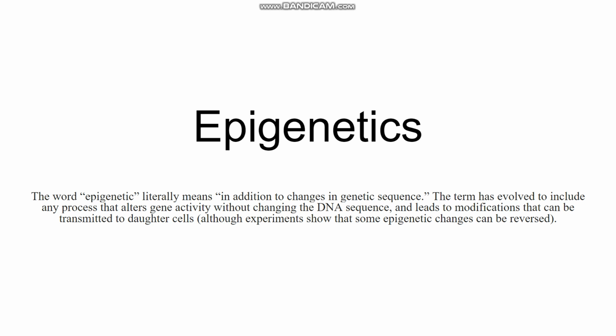So epigenetics is basically the study of changes in gene expression or phenotype without changes in the underlying DNA sequence or the genes. To talk about epigenetics, we talk about three things. The first thing we talk about is DNA methylation, then histone modification, and then non-coding RNA. In today's video, I'm only going to cover DNA methylation and a little bit of histone modification.